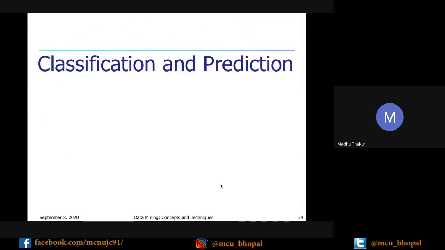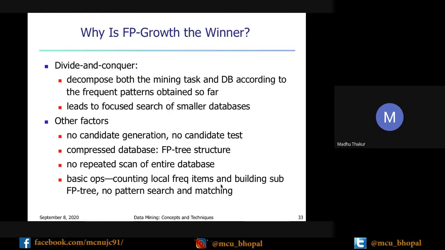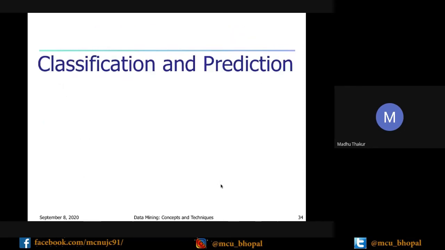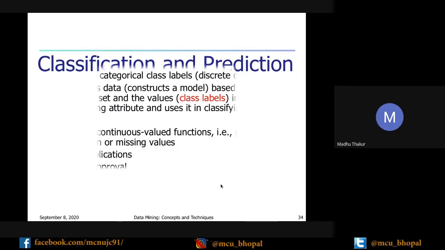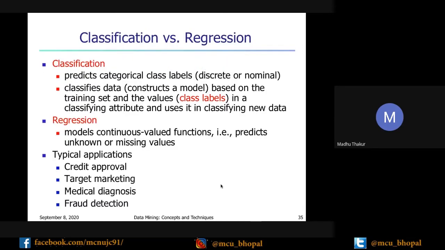Next, there are a lot of other things. Multi-dimensional association rule mining is there. Multi-level association rule mining is there. People are working on that. Now next is classification and prediction. So what is the role of classification?